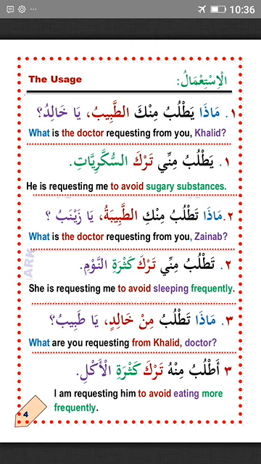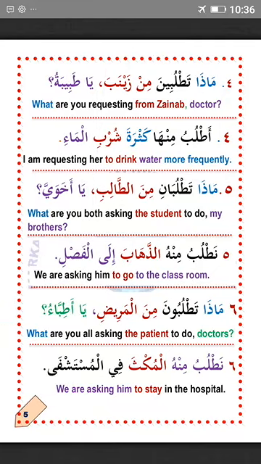ما شاء الله. 4 number 4. ماذا تطلبين من زينب يا طبيبة. What are you requesting from Zainab, doctor? Talking to a single female doctor. Know the answer.